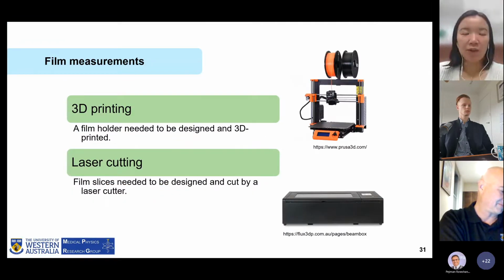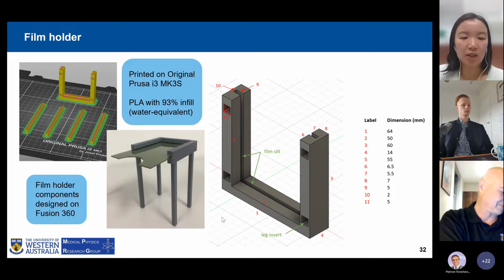Moving on to film measurements, 2 things needed to be done first. We needed to 3D print a film holder to hold the film in water, and we needed to laser cut some film designs. So this is the film holder here. You can see that there's a little slot for the film to fit into and legs 8 centimeters long. This was printed using PLA with 93% infill, which is water equivalent.